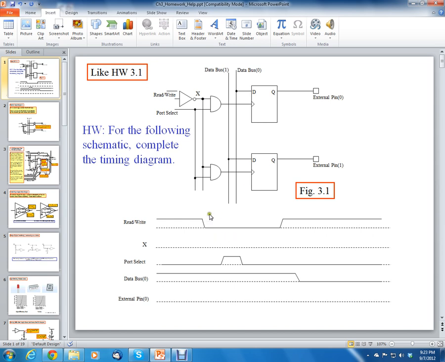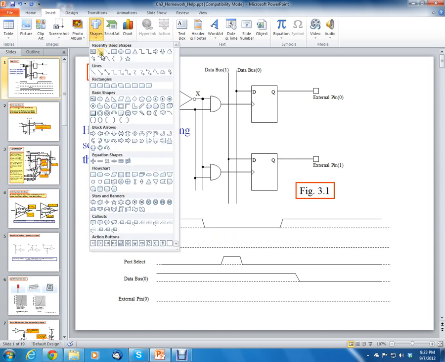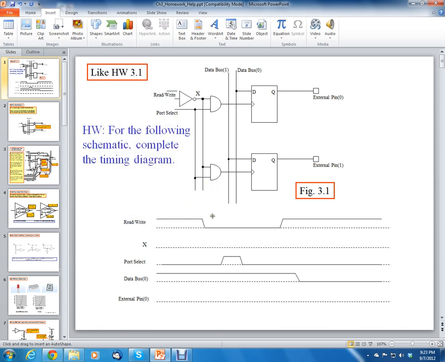To show it on the waveform, let's draw it here. I'm going to help illustrate this by drawing a horizontal line here. Whenever this read-write line goes low, first we want to see what the X signal looks like. The X signal is just the invert of the read-write.